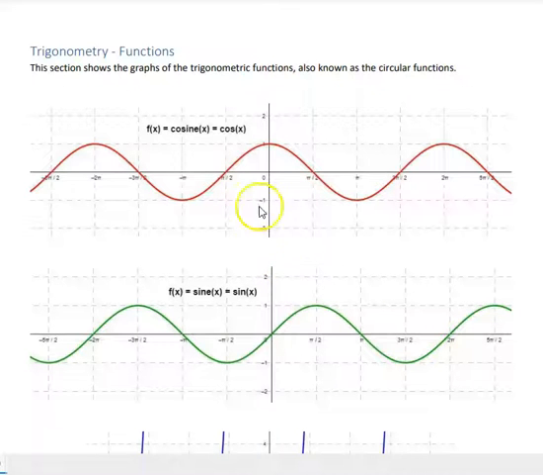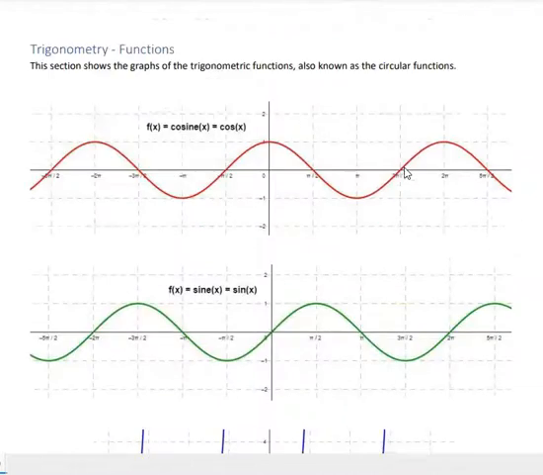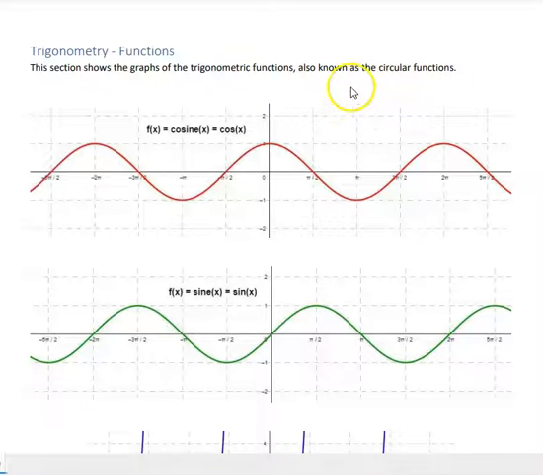This section here shows the graphs of the trigonometric functions. We'll be seeing all of them. They're also known as circular functions. Let's analyze these very carefully. Remember the unit circle tool.